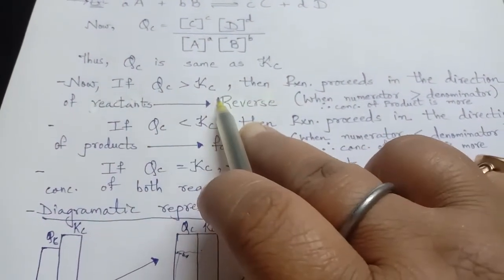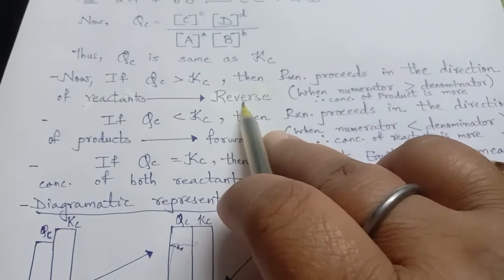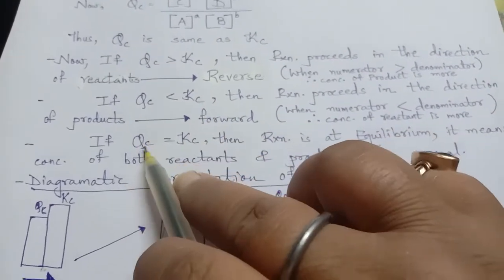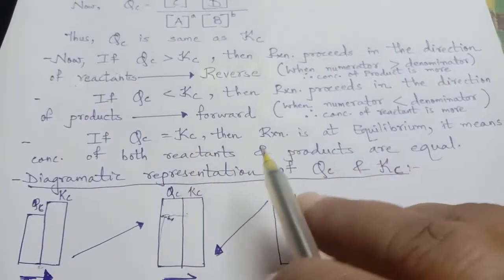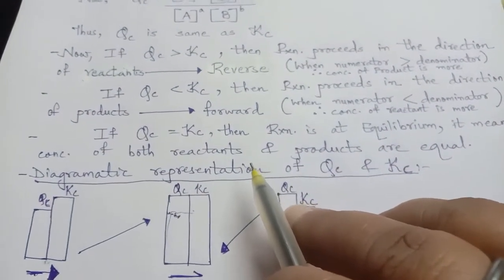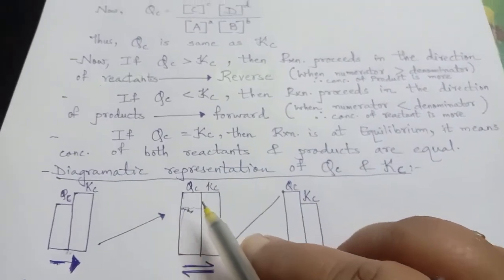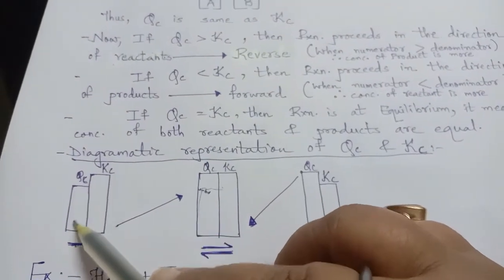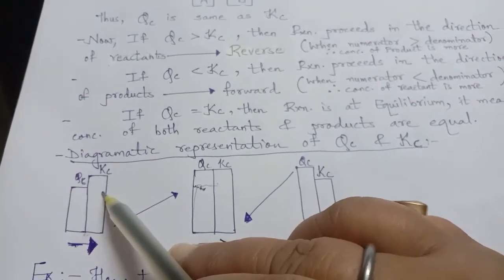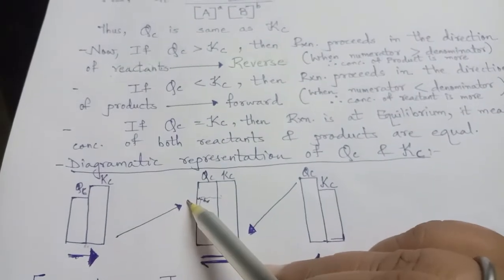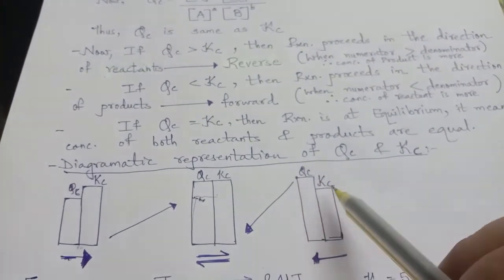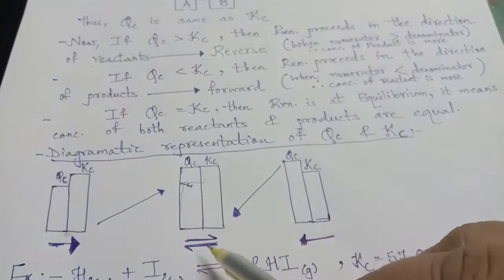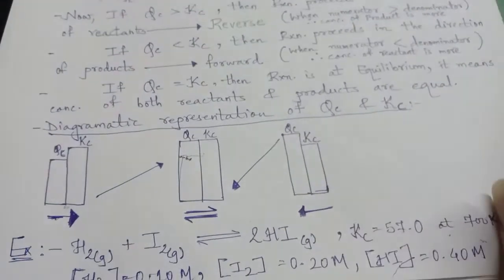It means the concentrations of reactants and products are in equilibrium. Qc greater than Kc, reverse reaction. Qc less than Kc, forward reaction. Qc equals Kc, equilibrium state is attained. Diagrammatic representation of Qc and Kc. See here: Qc less than Kc, forward reaction. Qc greater than Kc, reverse reaction. Qc equals Kc, equilibrium is attained.